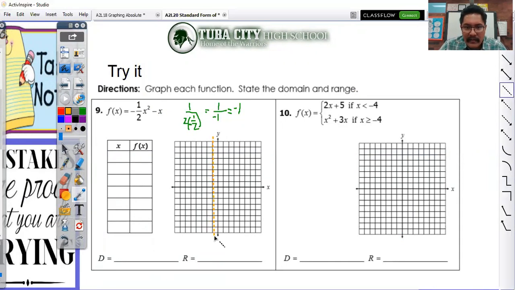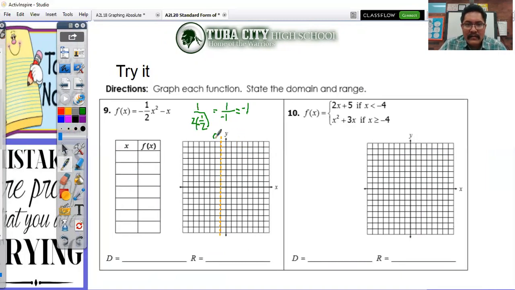So go ahead and I'm going to put a dashed line right here. Label it axis of symmetry, negative 1, and pick some values below that. So negative 2, negative 3, negative 4, 0, 1, 2. Okay, now we got to start evaluating this at all of the numbers.